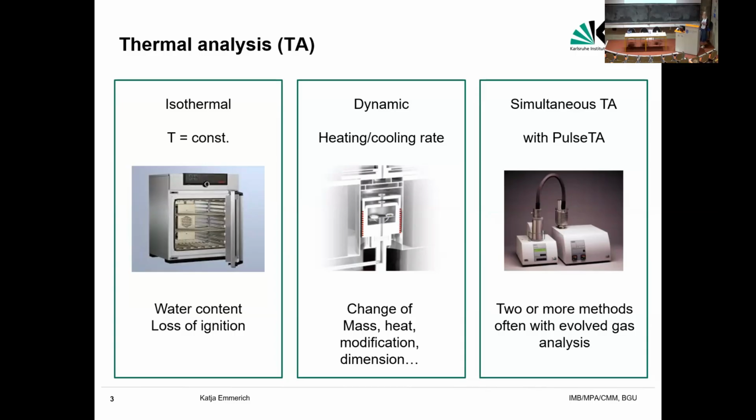But there are other combinations, and this picture shows you a combination of TG. So this is the oven, there's the balance underneath, and then this device is coupled to a mass spectrometer for the analysis of evolved gases. You also can couple your device with gas chromatography, infrared spectroscopy, any method that allows you to analyze evolved gases. So again, there are several options.